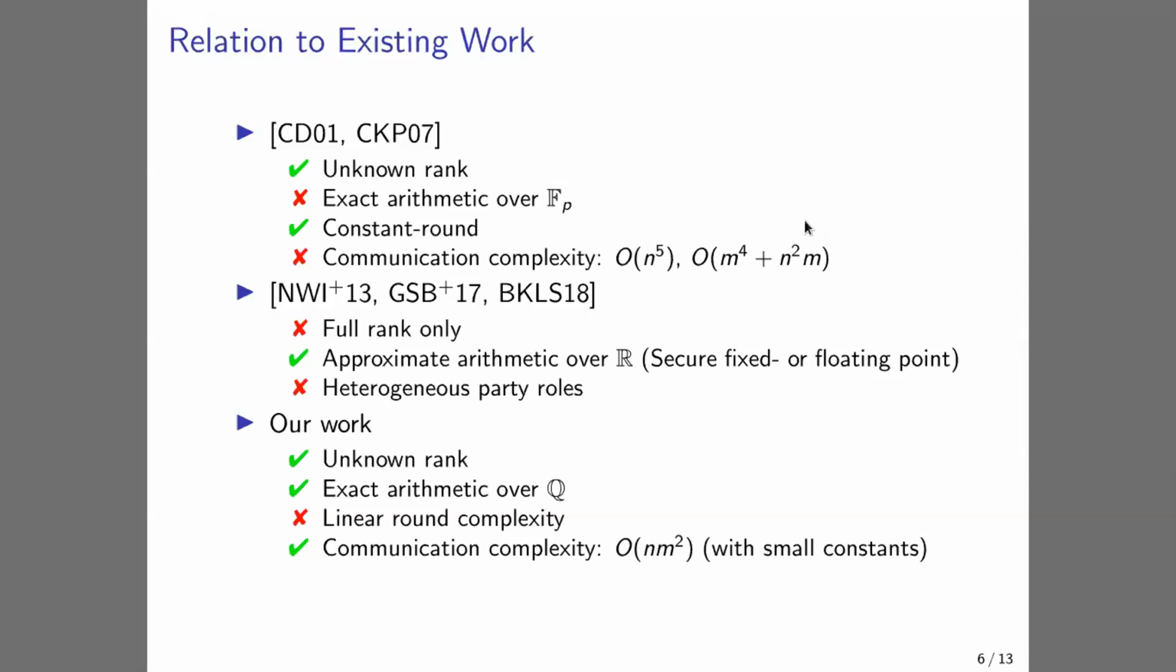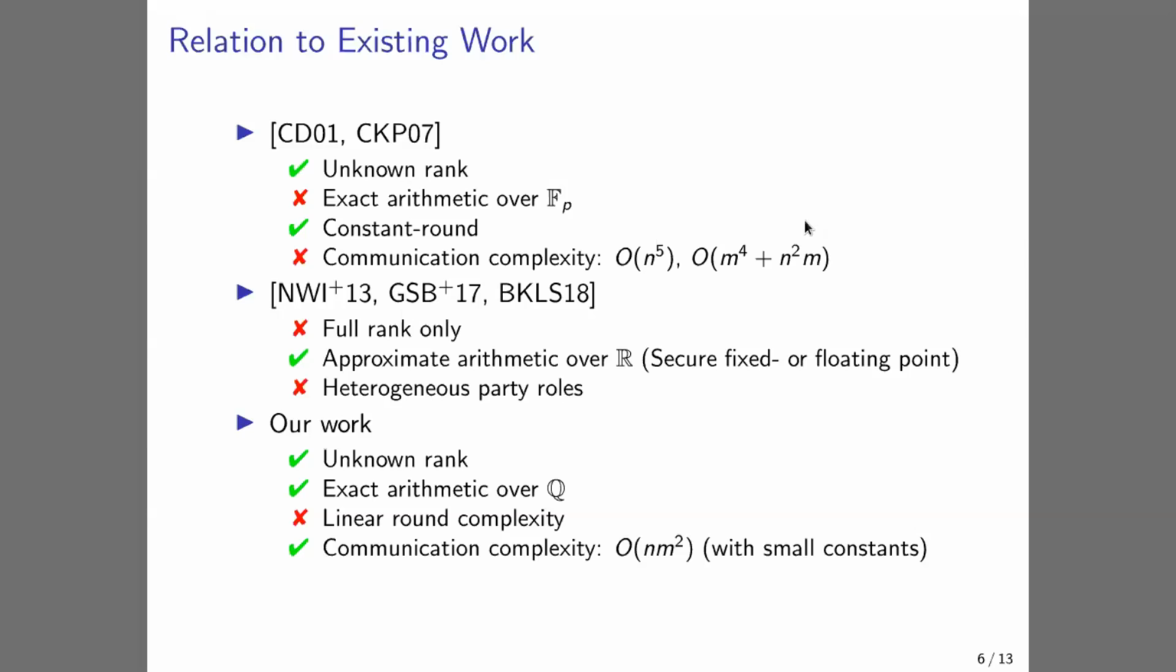Then there is a second line of work. It's more recent, and it targets solving systems over real numbers, having approximate arithmetic over the reals, either by a secure fixed point or secure floating point arithmetic. However, these works are less general than the line of work of Kramer and Dampoort, in that they tend to make assumptions on the matrix, such as that it can only work for full rank systems, or introduce different party roles or security assumptions on how these parties behave among each other.